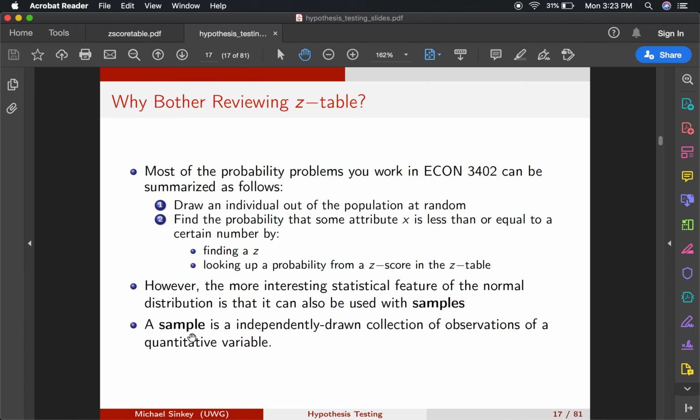We bothered to review the z-table for Econ 3406 because most problems are summarized as follows. You pick somebody out of the population randomly, and you're looking for the probability that an attribute is less than or equal to a certain number. You get a z-score. You look up a probability. We often do this in Stats 2 with samples. And so that's where we're going to end off today.